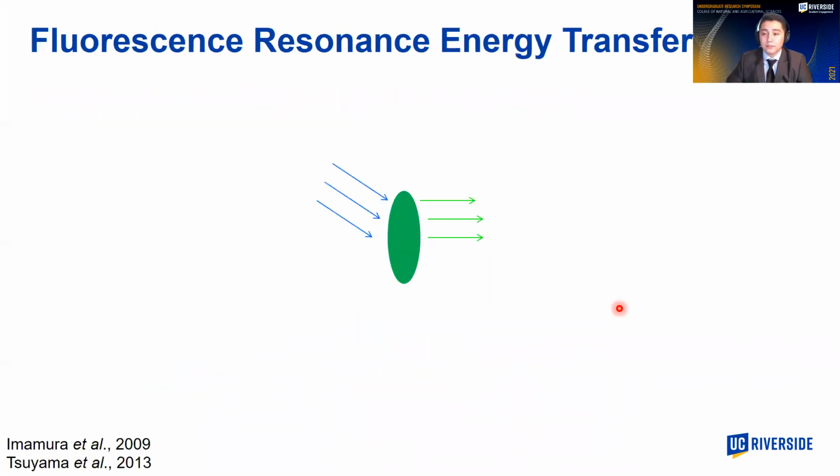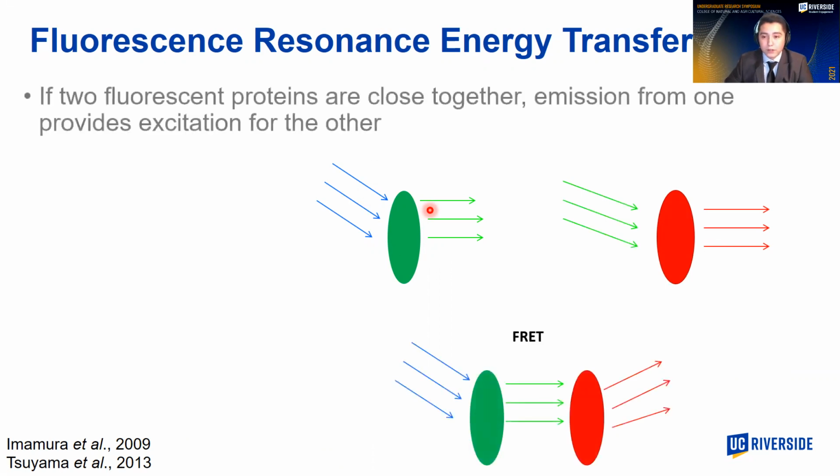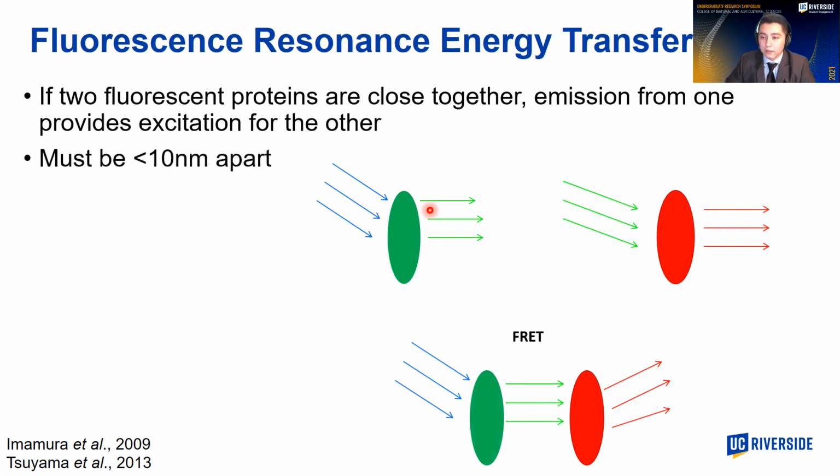The way the sensor works is through a process known as fluorescence resonance energy transfer, or FRET. So here we have a green fluorescent protein that absorbs blue light and emits green. We have a red fluorescent protein that absorbs green and emits red. And when two fluorescent proteins are close enough together, emission from one will provide the excitation for the other. And this only occurs when they are 10 nanometers apart. So as you can see here in this FRET example, through the initial excitation of the green fluorescent protein, it will then excite the red fluorescent protein, producing that red signal.